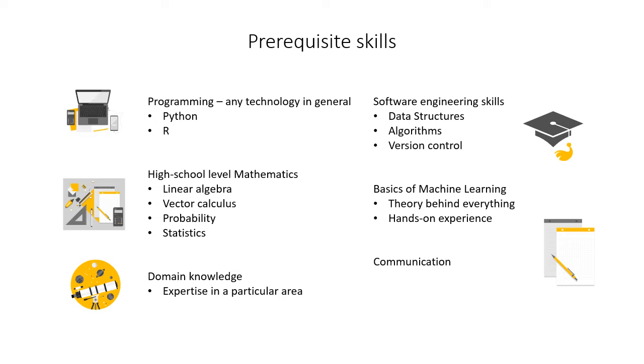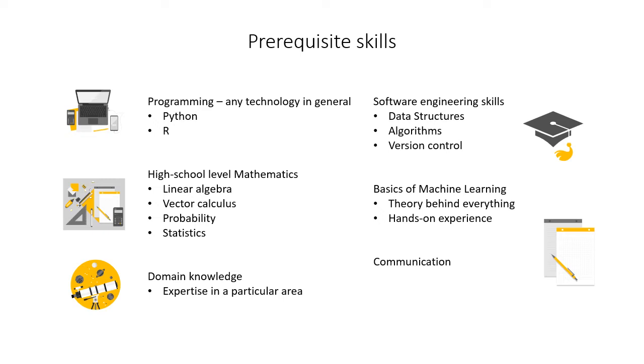Apart from this, you should also be familiar with basics of machine learning. You should know the theory behind everything. Without understanding what you're doing, of course, you cannot do your job better. So you need to understand the theory behind everything, and you should also have extensive hands-on experience. So this is something that you can cultivate through projects. So this is also an imperative skill if you want to switch into data science.